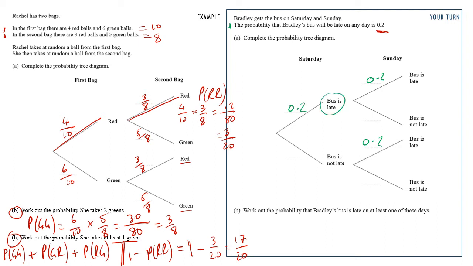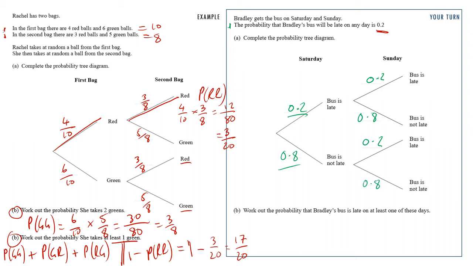Now we've got here our mutually exclusive events, and they're exhaustive. Either the bus is late or it's not late, can't be anything else. So this must be 0.8. These probabilities here must add up to 1. And it's going to be exactly the same here for the bus on Sunday.